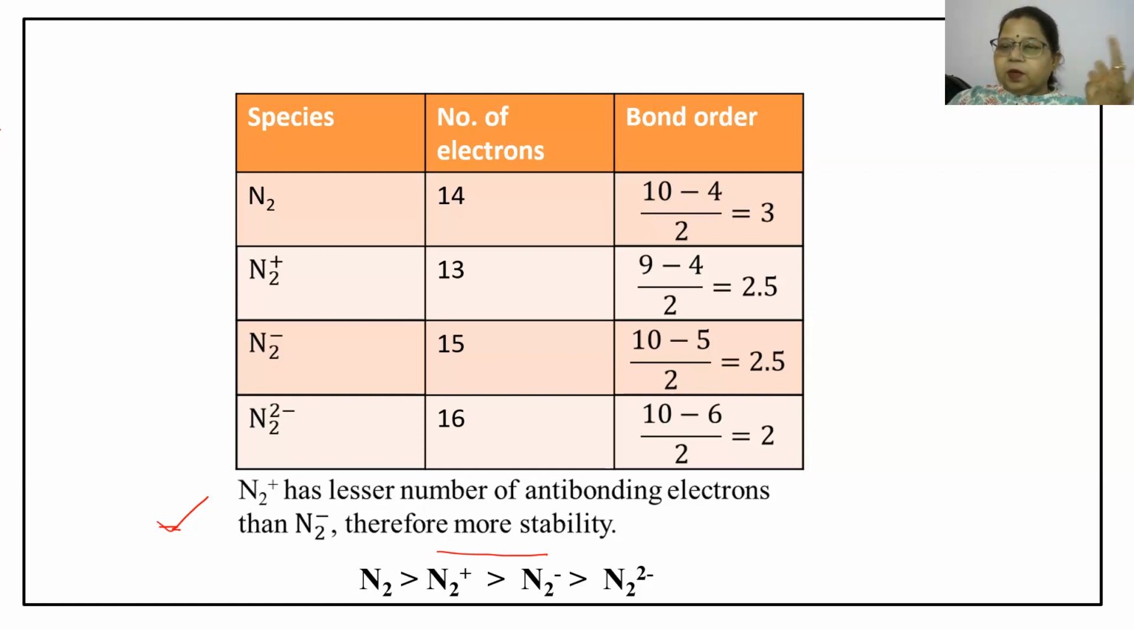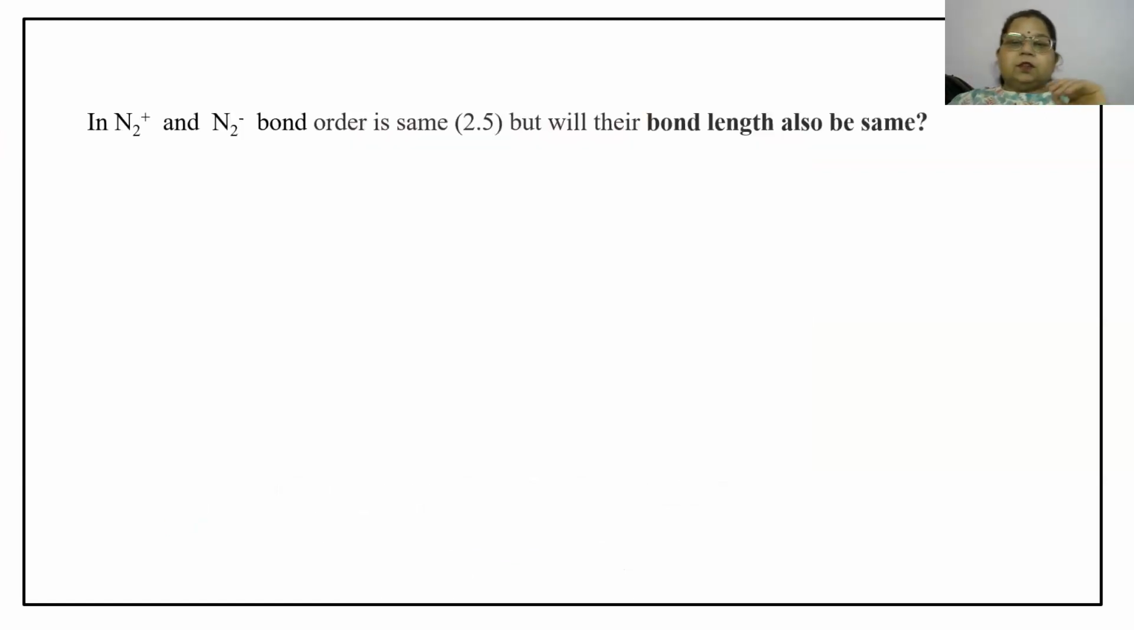For every problem of MOT, molecular orbital theory, you have to write the atomic number or number of electrons. You have to find the bond order with the help of it. And then you have to decide whatever question is asked, right? Increasing order of bond length, whatever it is. So this is one type of a question. Now coming to another question.